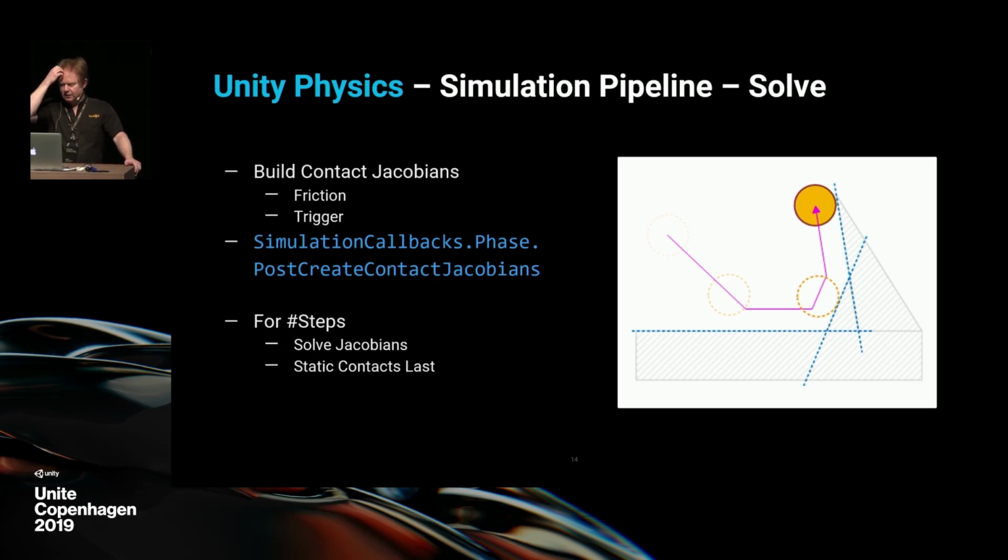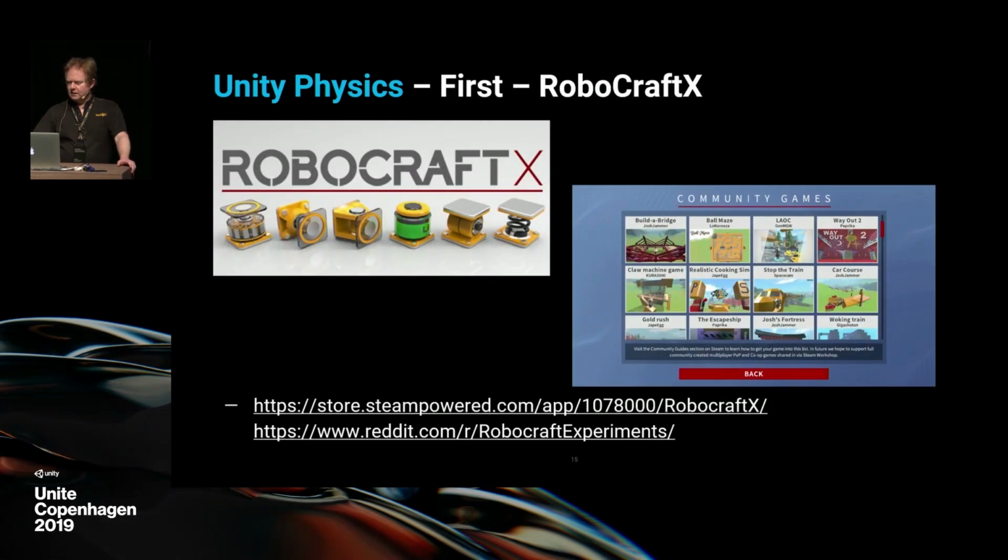And finally, we're actually solving all of those Jacobians. It's worth highlighting that we solve the static contacts last. So we can make the dynamic overlaps and contacts get processed and solved, and then the static overlaps with the dynamic objects get solved. Now, I just want to highlight one title that's already out in the world.